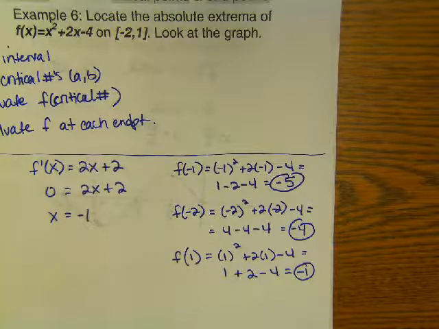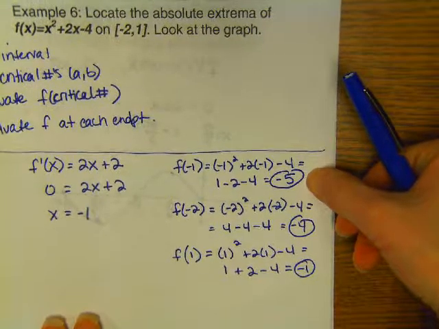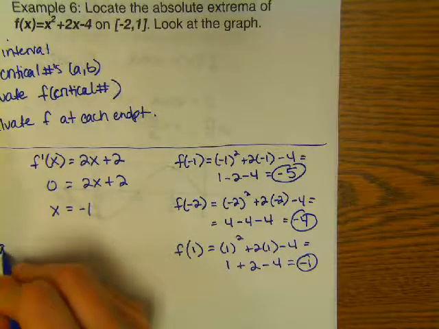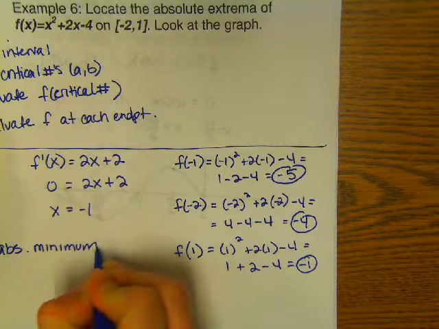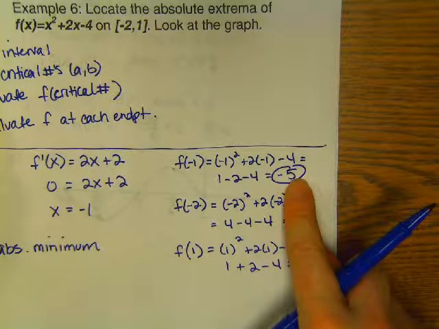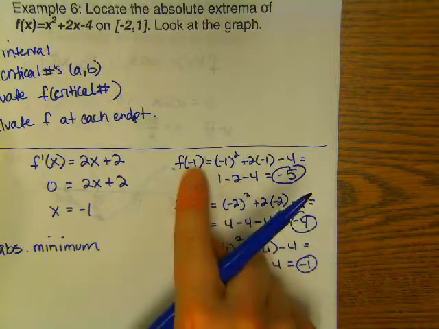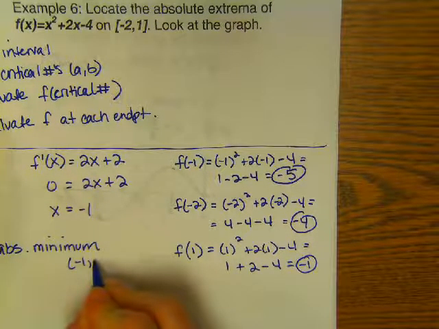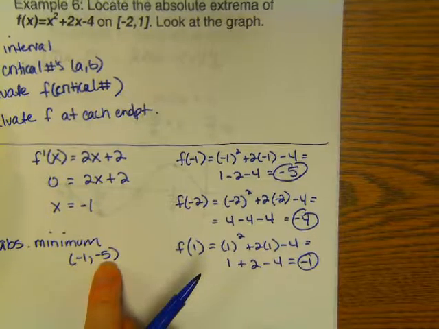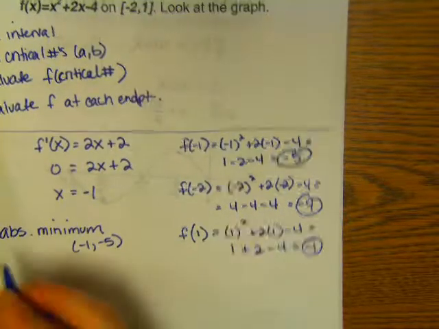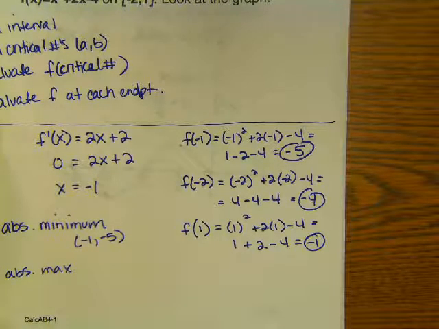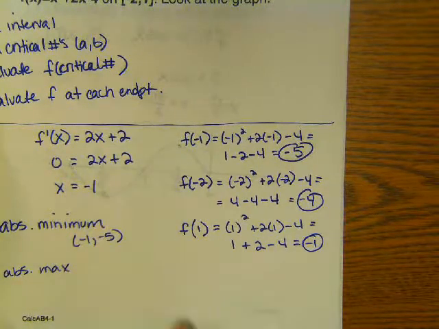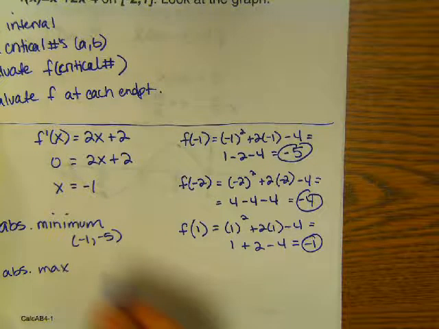What's the lowest point? This one. So, the absolute min is negative 5. And it occurs at the point x equals negative 1. But the minimum itself is negative 5. That's the lowest point on this curve. And the absolute maximum on this closed interval again, is negative 1, and it occurs at 1. Okay.